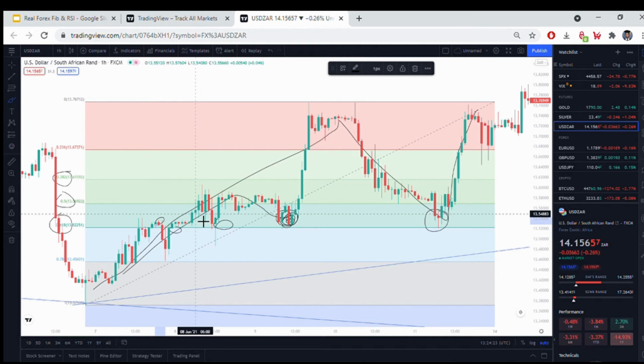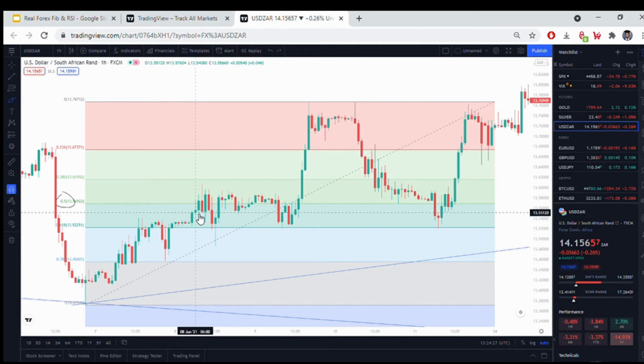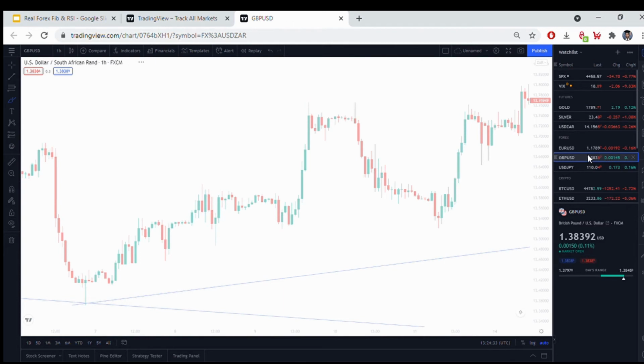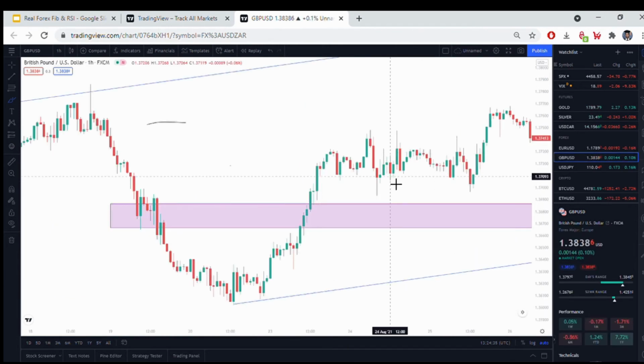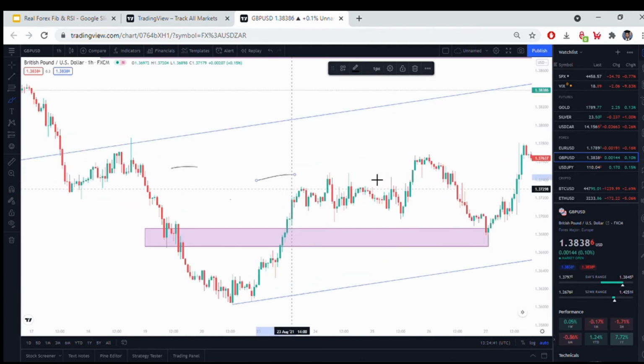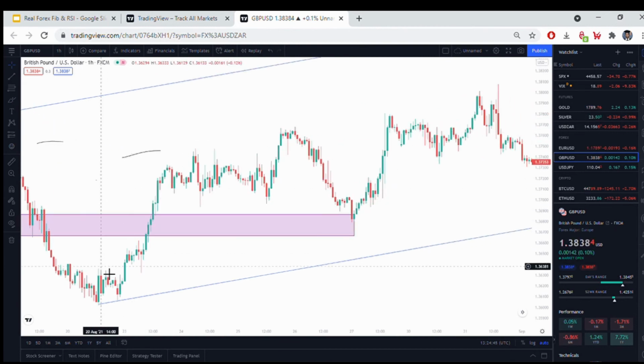You may think I'm a fluke. Let us go to another pair, so that I can show you this works, guys. Let us go to GBP/USD. Let's go here. This is also an uptrend. It's going up. Now, let us introduce Fibonacci.